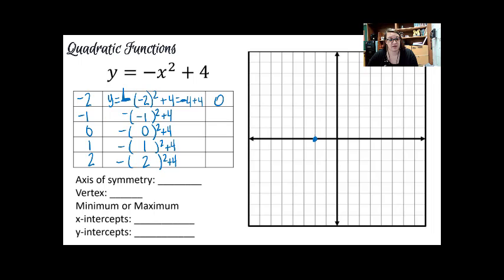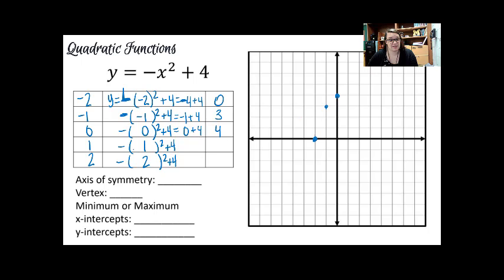Our next point is at -1. So -1 quantity squared, that's -1 times -1, or just 1. Now I'll throw that minus sign on it and add 4. -1 plus 4 is 3. Let's plot the point, -1, 3. Left 1, up 3. Our next one is at 0 something, so 0 quantity squared is 0. I don't need to make 0 negative, that's not a thing. 0 plus 4 is 4. Let's plot the point, 0, 4.